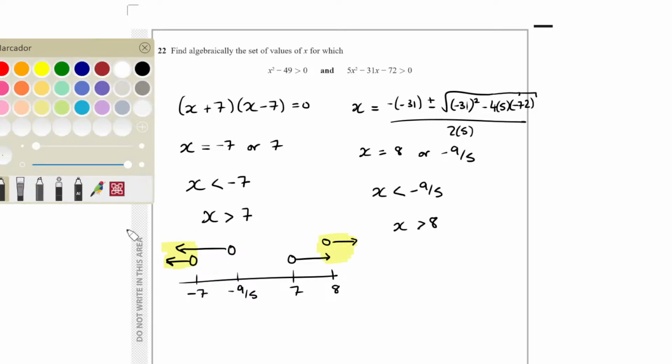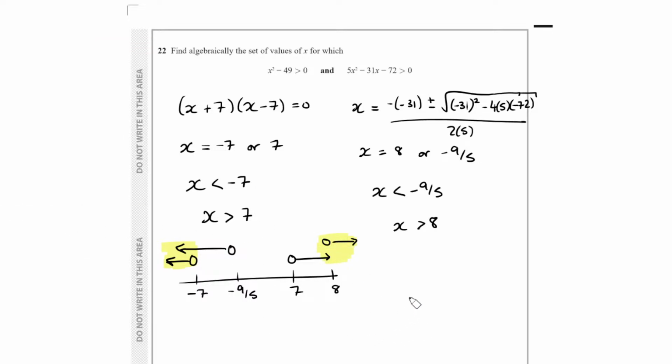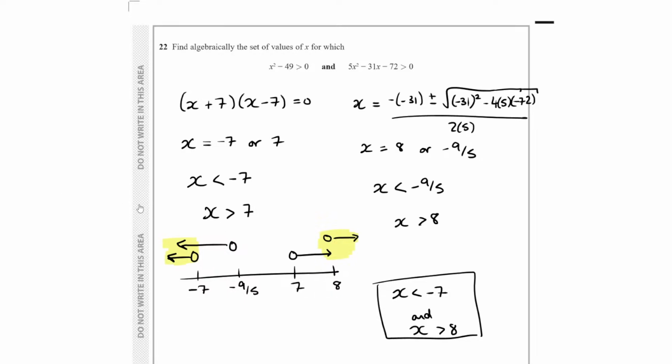So my answers, it's going to be two inequalities again: x is smaller than, again, the smallest number, which is minus 7, not minus 9 over 5. And then the biggest number is 8, not 7. x is bigger than the biggest number. So that's your final answer there. You have to choose inequalities that work for both of the original ones. And that's 5 marks. That's a really nice one if you know exactly what to do.